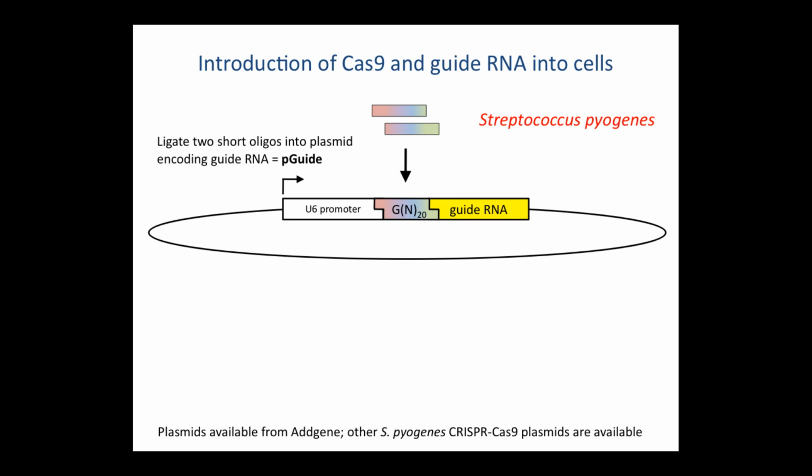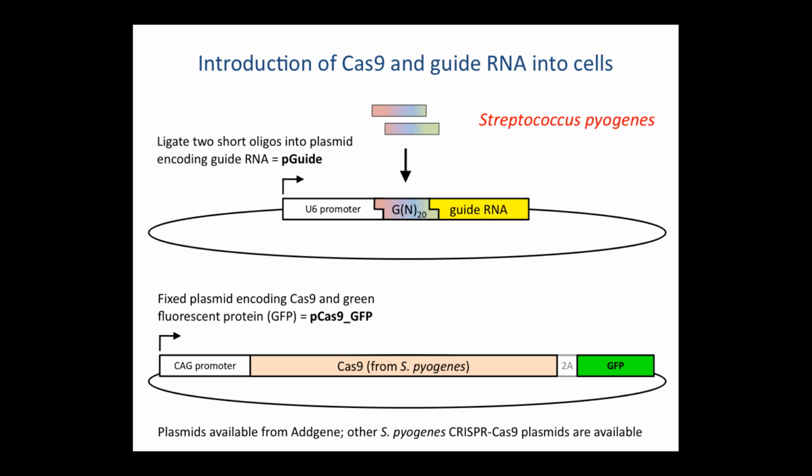In this system, 2 complementary single-strand DNA oligonucleotides, or oligos, are used to insert the desired 20 nucleotides into the plasmid in such a way as to put them at the 5' end of the guide RNA. A single ligation reaction is all that's needed. Conveniently, the Cas9 protein needs no alteration. The same version of the protein can be used for targeting of any genomic DNA sequence.